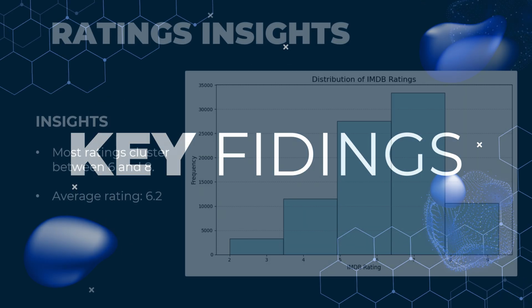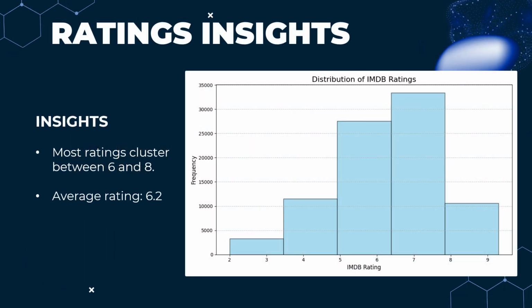Ratings insights. Analysis of IMDb ratings revealed that most ratings cluster between 6 and 8. The average rating across all movies studied is 6.2. While some outliers exist, the majority of movies tend to receive ratings within this narrow range, reflecting audience preferences and expectations.